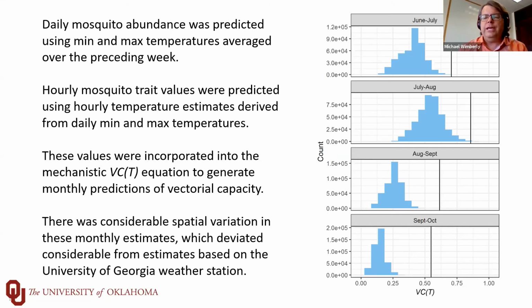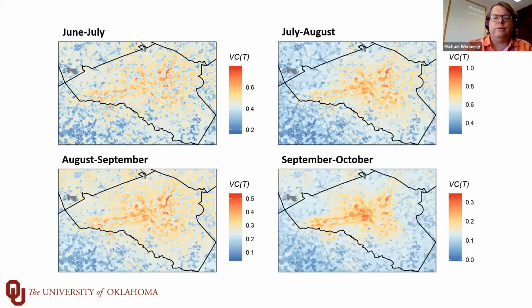The story here is that the weather station is actually not all that representative of the actual microclimate conditions throughout the city. If we were to depend just on the data from that weather station, we'd probably be overestimating the risk of dengue transmission.